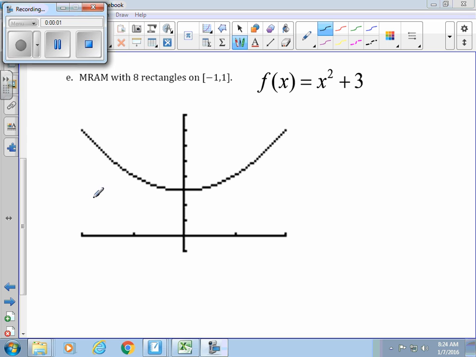From 8 rectangles from -1 to 1. How wide is each rectangle? If we're going from -1 to 1, 1/4? Does everyone agree? Why is it 1/4? Good. There you have 2 units divided by 8, or you have 1 unit divided by 4.